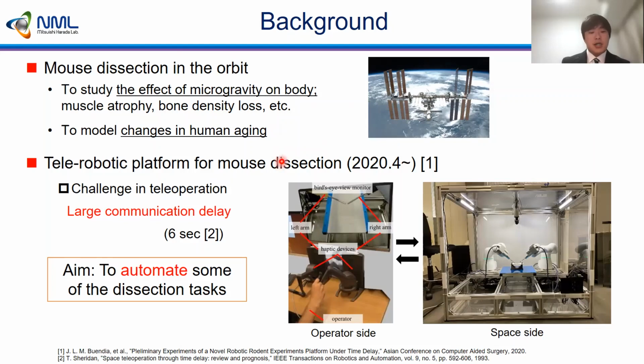To reduce their burden, our group is developing a robotic platform for mass dissection. The most significant challenge of teleoperation in the orbit is large communication delay, which is known to approach 6 seconds. Therefore, it is essential to automate some of the dissection tasks to overcome the problem.